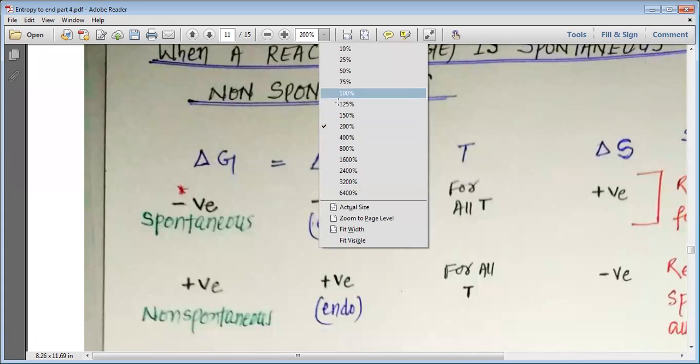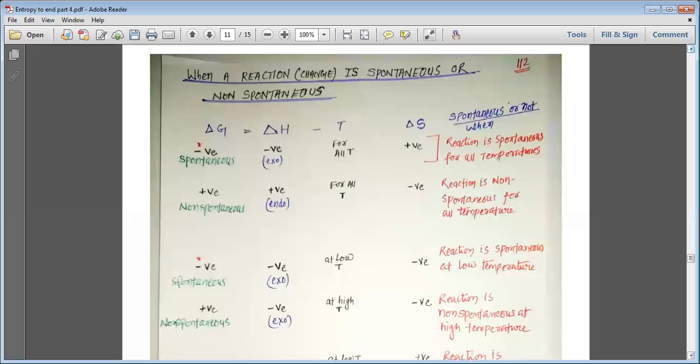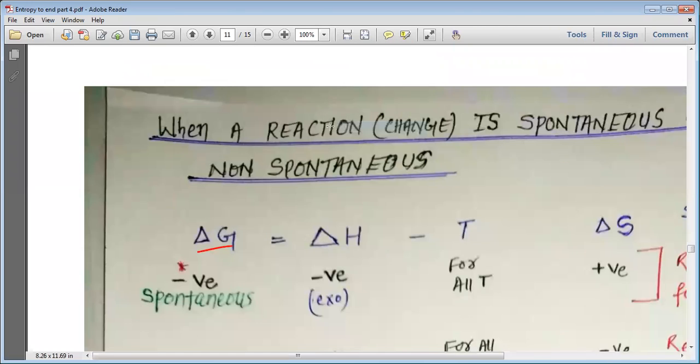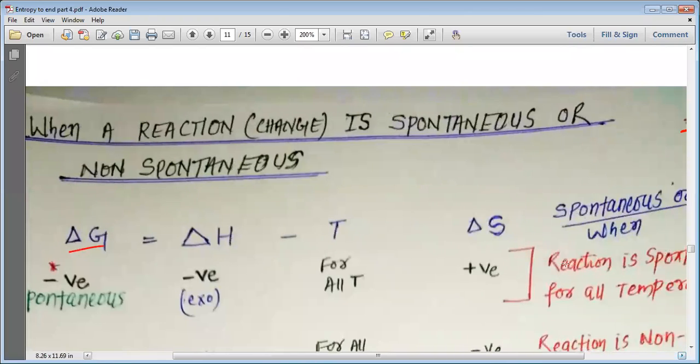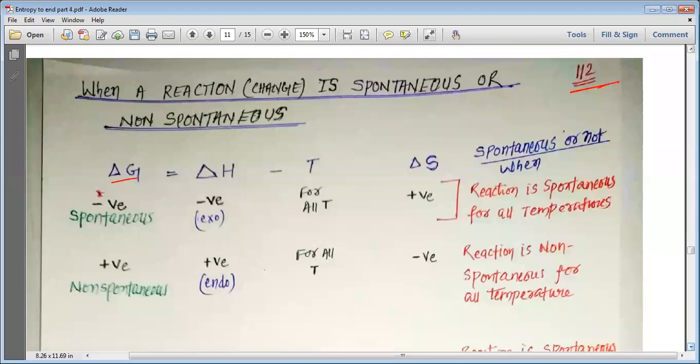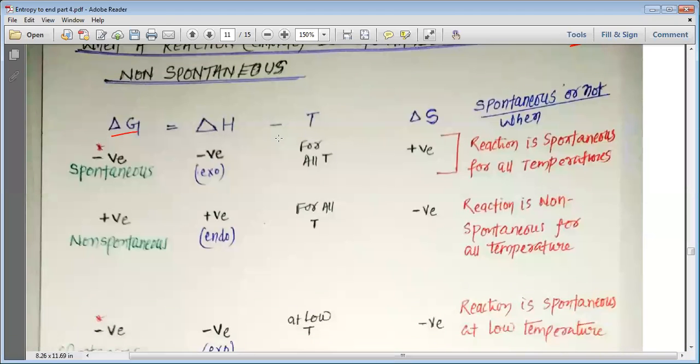Now, my dear students, we want to study the comparative understanding of when delta G is going to be negative. So please understand, because in most of your exams, the questions are asked based on this equation, and page number 112 is going to be very important for you. So we want to study when a reaction or a change is going to be spontaneous or non-spontaneous. To study that, let us focus on the equation delta G is equal to delta H minus T delta S.